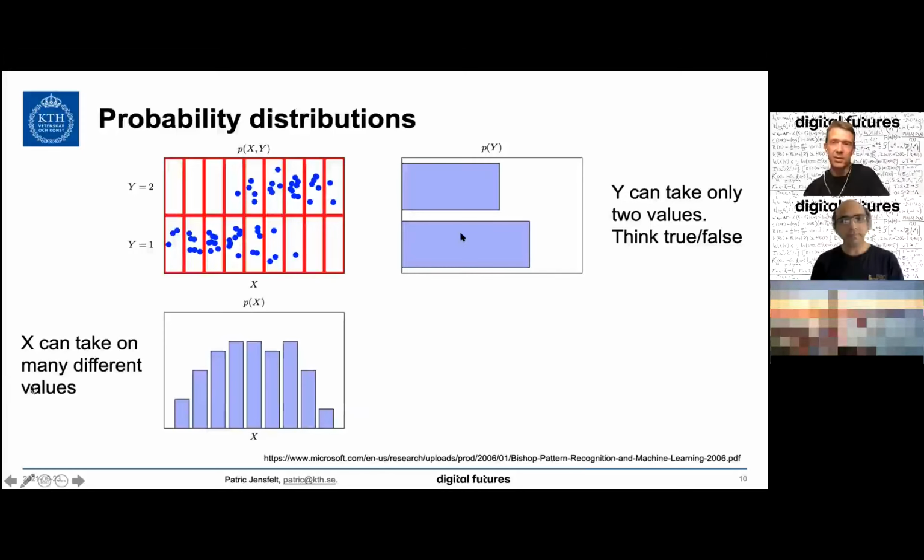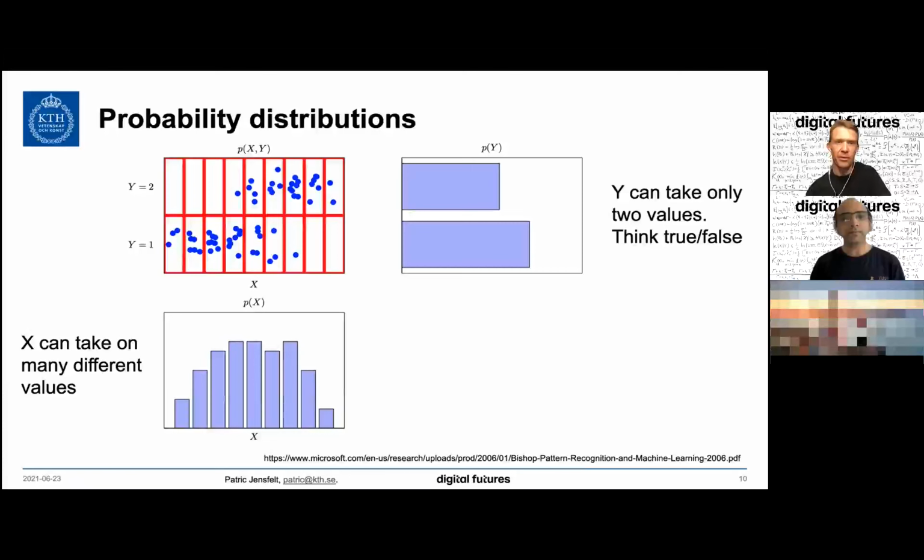And this is the same case like we had before, something that you could think of as being true or false. It could be 1 or 2, but that's more or less the same as being true or false. And because we know that the probability of all possible events, if they are exhaustive, sums to one, if we know the value of this one, we can calculate the other one by just taking 1 minus the first one.